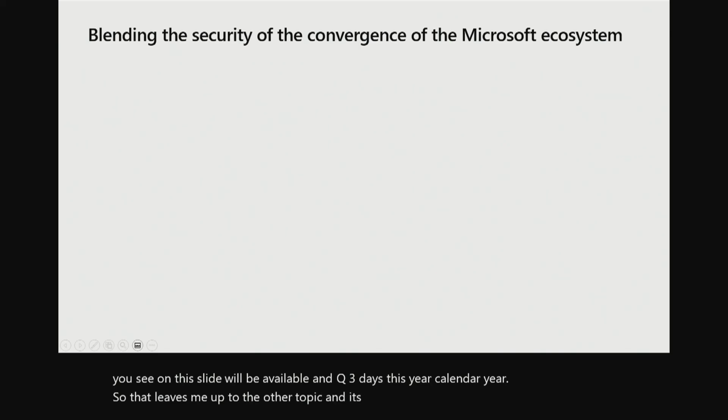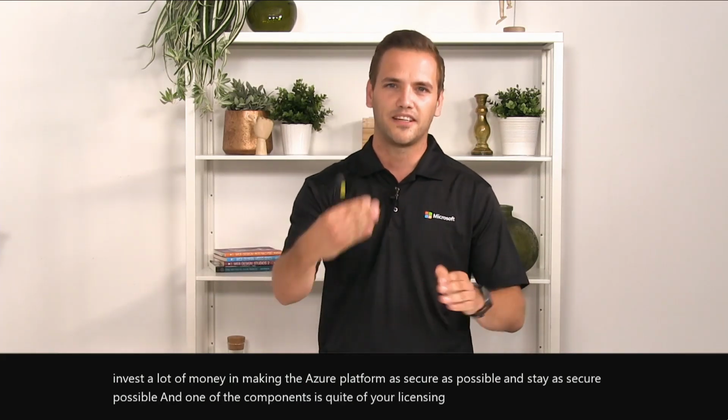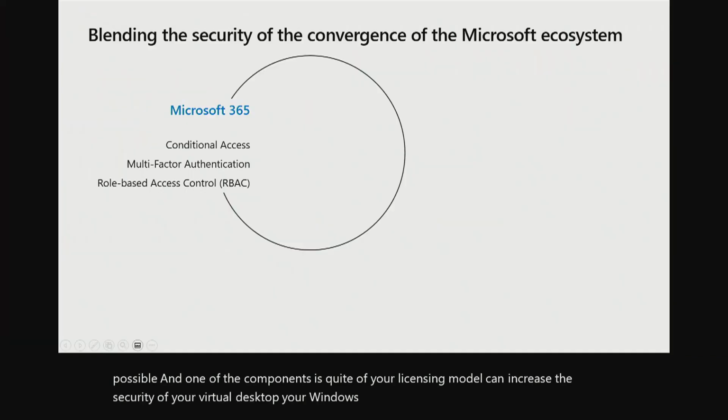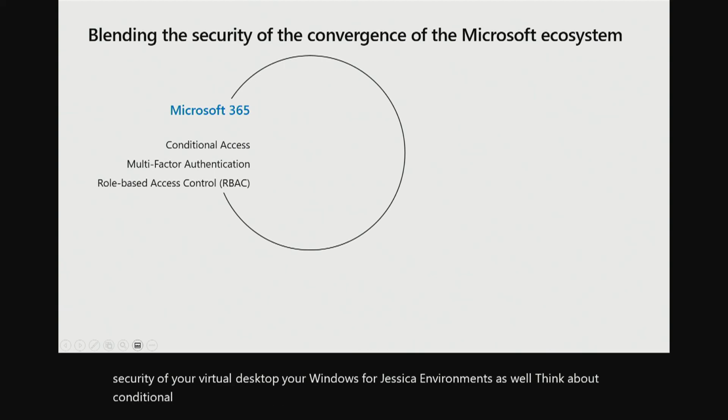That leads me to the other topic, and that's security. Security is very important for Microsoft. We invest a lot of money in making the Azure platform as secure as possible and keeping it that way. And one of the components as part of your licensing model can increase the security of your Windows Virtual Desktop environment as well. So think about conditional access, multi-factor authentication, and RBAC as examples. Those are services that are part of your M365 licensing model that you can use in conjunction with Windows Virtual Desktop as well.